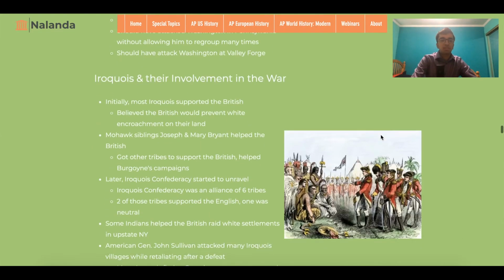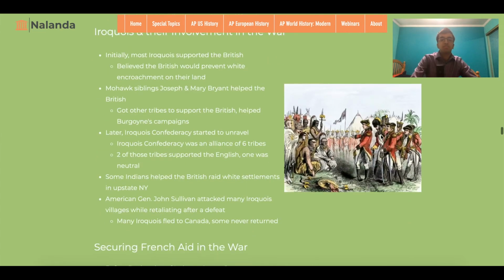However, the war was not over yet. The Iroquois played a major role in the war as the British recruited them to their army. The Iroquois believed the British would protect them from the encroachment of the colonists. However, the Iroquois Confederacy started to unravel because some of the tribes, as part of the Confederacy, allied with the colonists, and the others allied with the British.